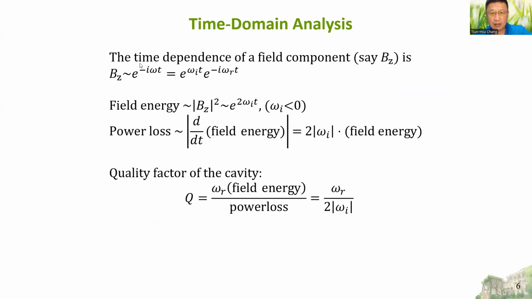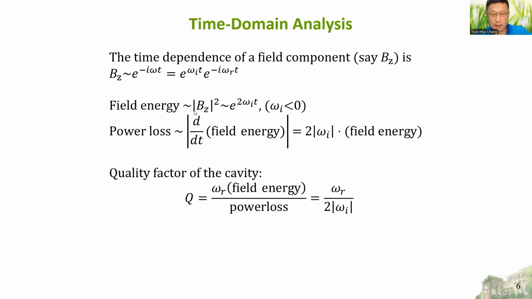Okay, so let's just consider the TE mode, the time dependence of field components, say Bz. For the TE mode it is Bz. Once we have Bz, we can calculate Ex, Ey, Bx, By, Ez. So Bz is the most important component for the TE mode. And we just assume Bz is proportional to exponential of negative i omega t, with real part and imaginary part.